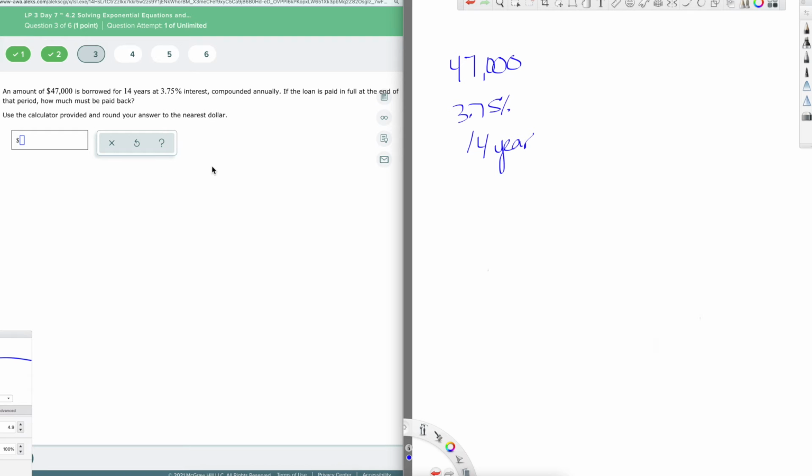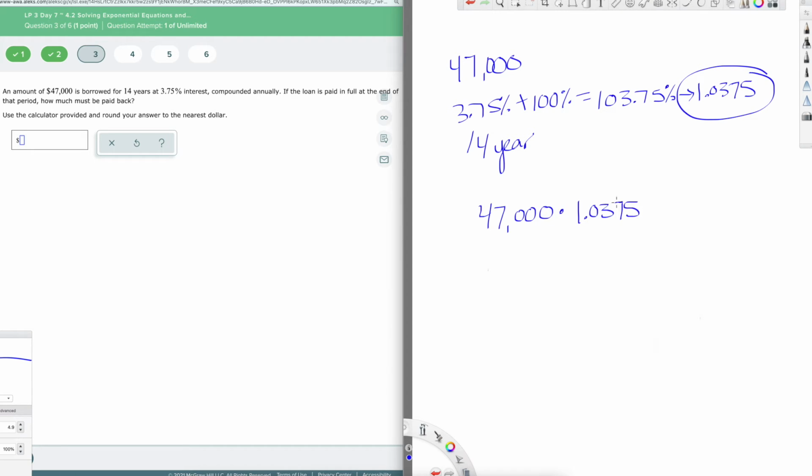So it says borrowed. We might think of this as a decay, but this is definitely growing. The longer we borrow money, the more we will owe on it. And that's actually what companies want from you. They want your interest. So this is a growth. So we're going to add this to 100%. So we're going to get 103.7%. And then we're going to change this into a decimal. I'm going to move it 2 times. So I'm going to have 1.037. So this is my growth rate. So I'm going to have my starting point times my growth rate.